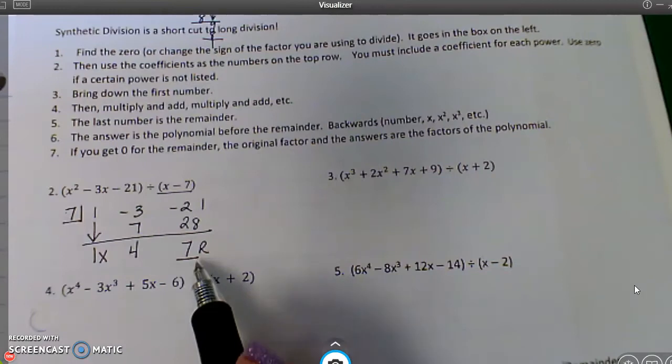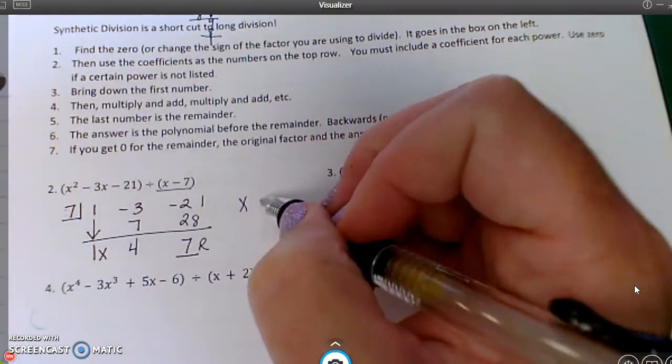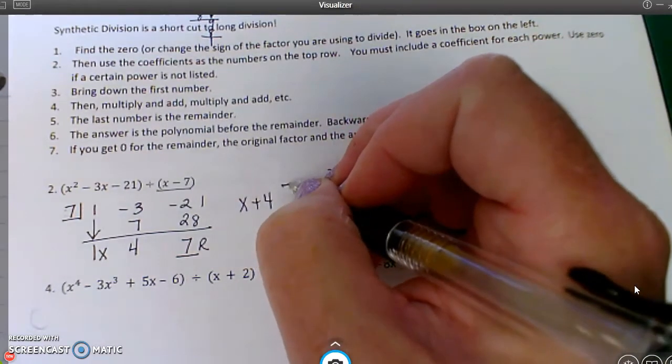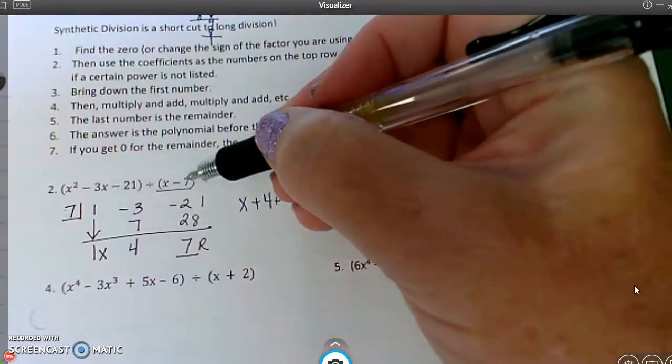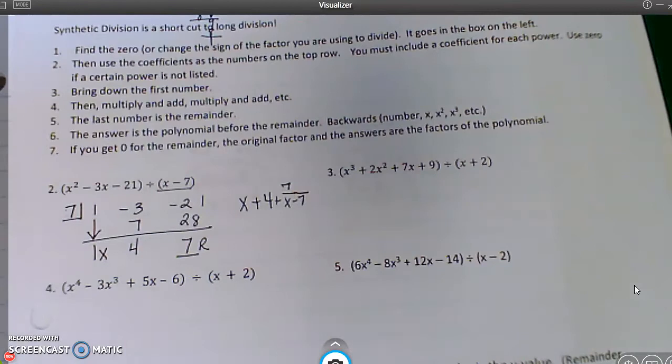So what that means is that our final answer, you can write it as 1x, or you can just write x plus 4. And normally the remainder is written as 7 over whatever you're dividing by. And so that's the answer.